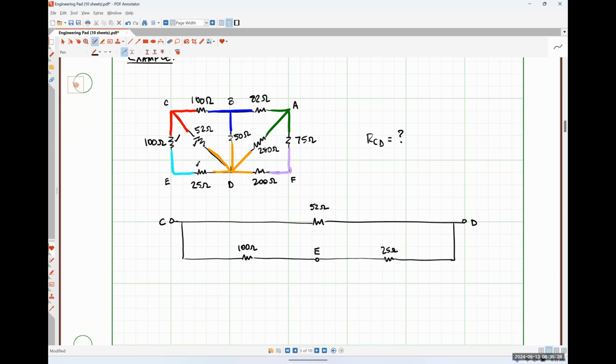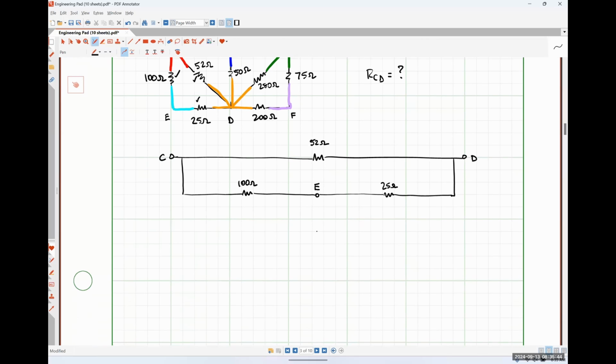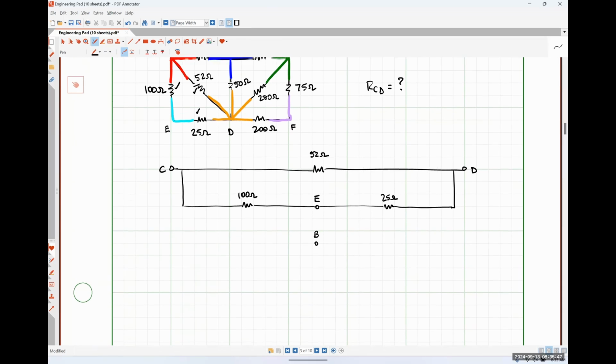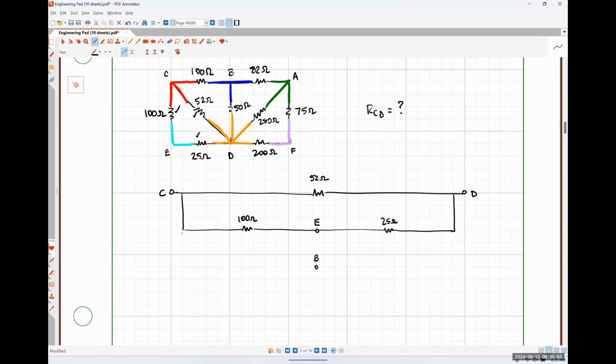So it looks like I've got that bottom left hand corner pretty well taken care of. Now we're going to start looking at the paths towards the top and the right. It looks to me like I can also go from C to D by going through node B. So let's put node B right here. To go from C to B requires me to go through the 100 ohm resistor on the top left, which is this guy. And then I can go from B to D directly through the 50 ohm resistor in the middle.